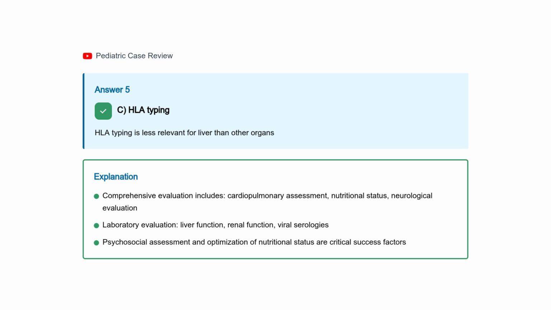Human leukocyte antigen typing is less relevant for liver transplantation compared to other solid organ transplants. Comprehensive pre-transplant evaluation includes cardiopulmonary assessment, nutritional status, and neurological evaluation. Laboratory evaluation encompasses liver function, renal function, and viral serologies. Psychosocial assessment and optimization of nutritional status are critical success factors for pediatric liver transplantation.